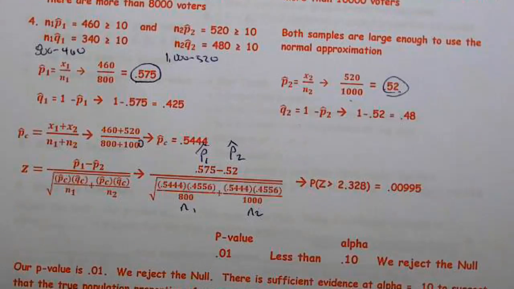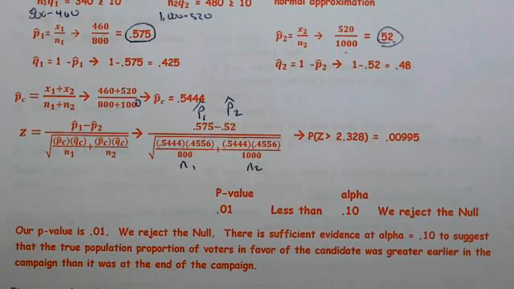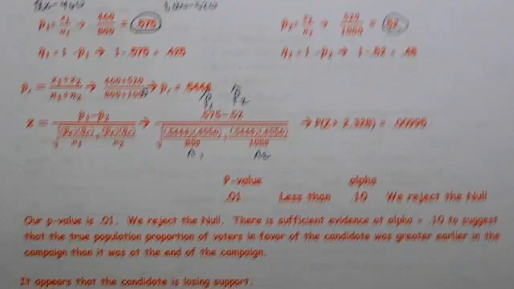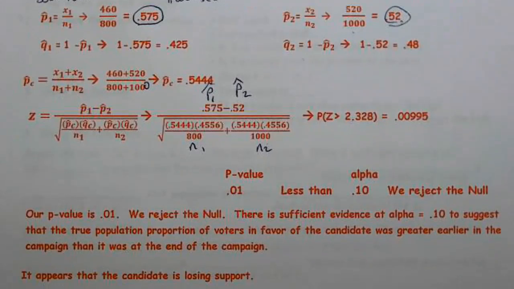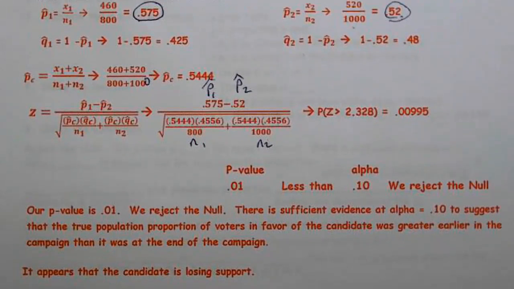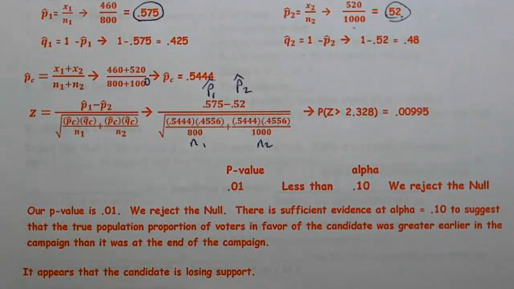So our p-value, and I rounded to 0.01, is less than 0.1, so we reject the null. There is sufficient evidence to suggest that the true population proportion of voters in favor of the candidate was greater earlier in the campaign than it was at the end of the campaign. It appears the candidate is losing support as people get to know more about them. Doesn't say that last part, that was commentary, but it does appear the candidate is losing support.